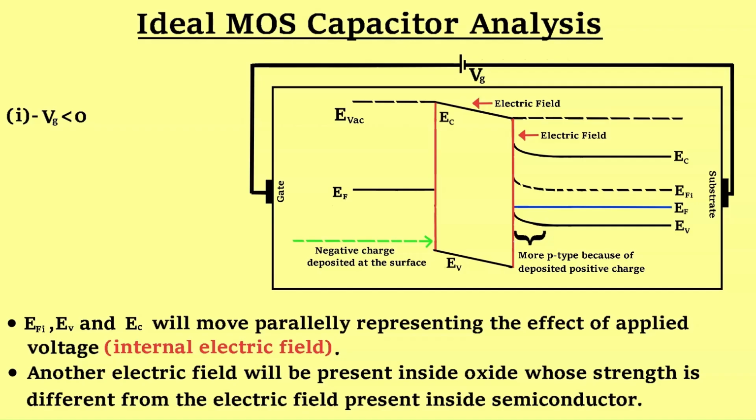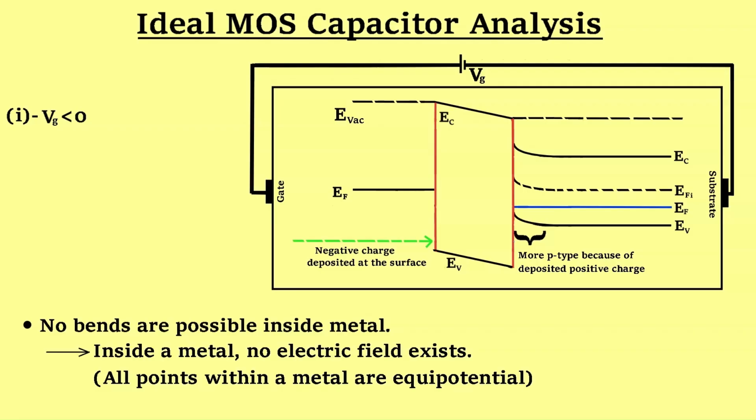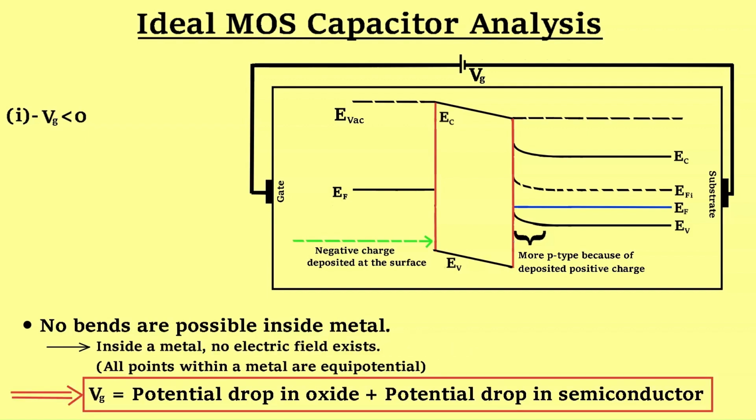The electric field direction is quite obvious with the external applied voltage, but there are no bands in the metal. This is because of a very important property of metals, that electric field does not exist inside a metal, or in other words, all points within a metal are equipotential. So we can write a very important point, that whatever voltage we are applying, the same potential drop will occur only in the oxide and semiconductor.